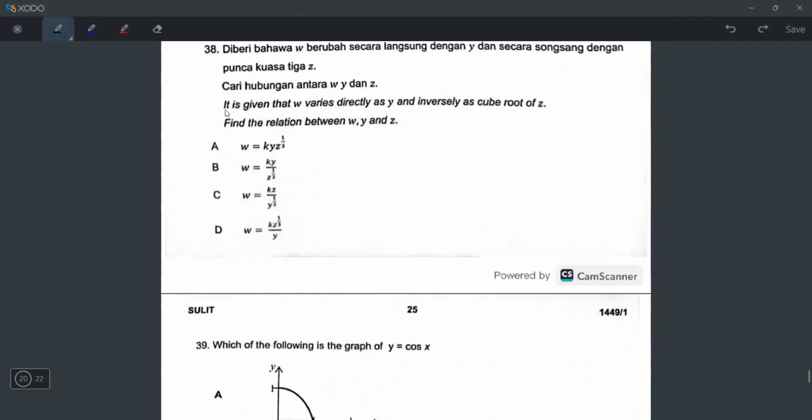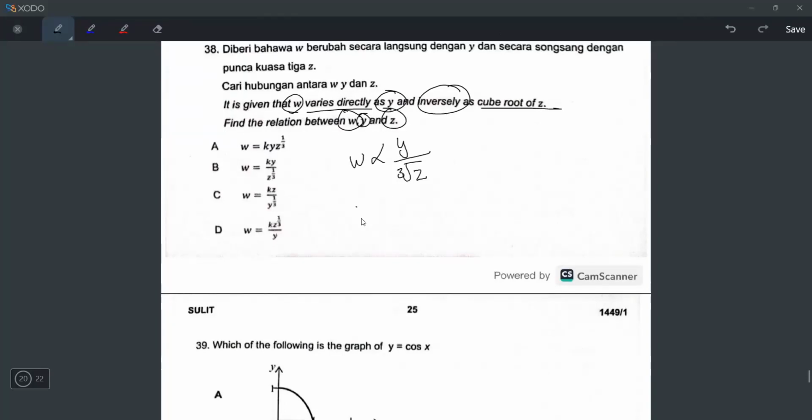This is also variation. It is given that W varies directly as Y. So W directly means top with top, so Y. And inversely means top with bottom, as cube root of Z. So the cube root of Z should sit at the bottom. Now they say find the relation between W, Y, and Z.